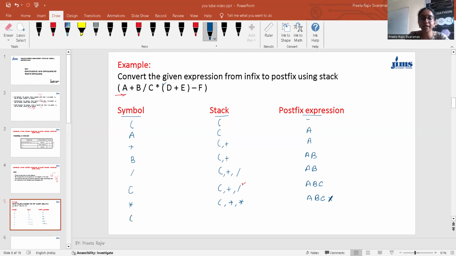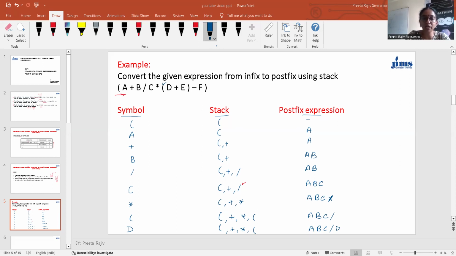Now the next character scanned is opening bracket. So this opening bracket is scanned here, and we will push it into the stack. The postfix expression remains ABC divide. Now the next character scanned is D, which will go to the postfix expression. The stack contents remain the same, and my expression becomes ABC/D, right? Now the next character scanned is plus. So I'll move to the next slide since there is no space here.